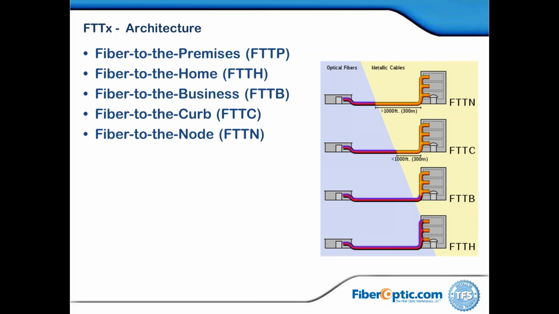And then fiber to the node, it's kind of reverse order of that original drawing. It shows that we run to a node, to a certain point in the neighborhood, and then utilize existing metallic cables. And that's what they mean by FTTN, or fiber to the node.